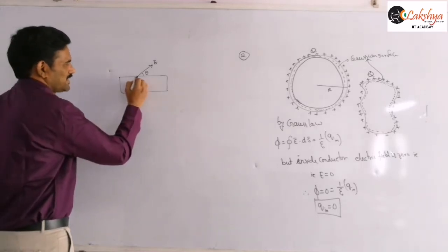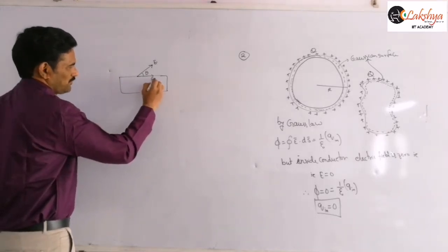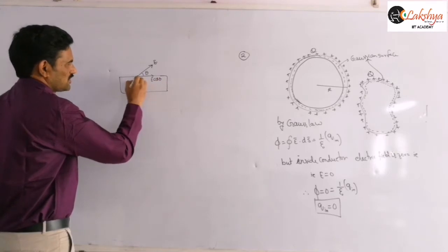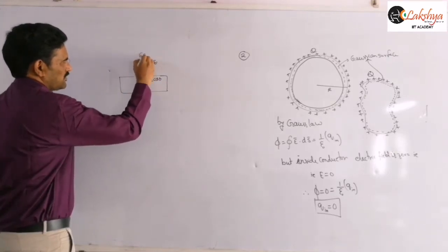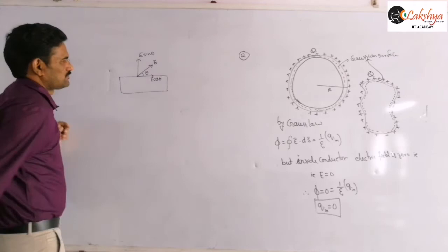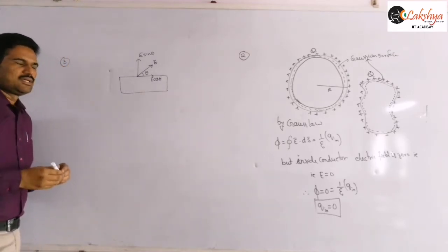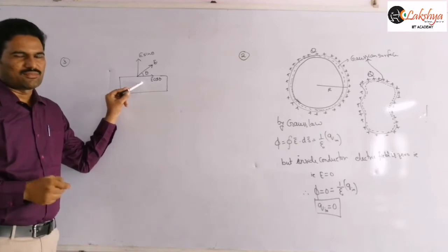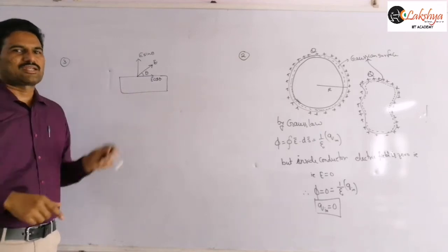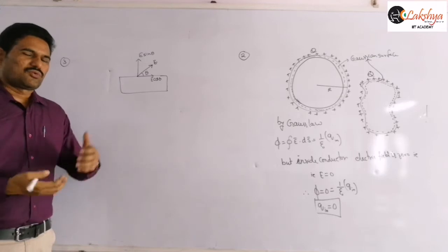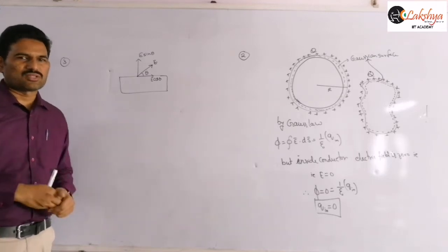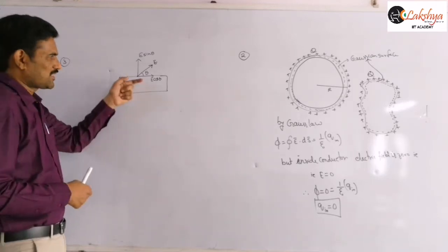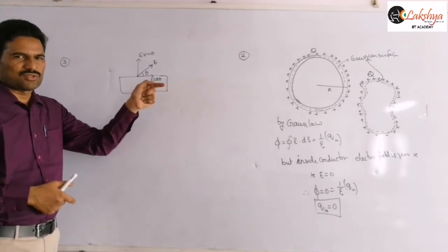Now let us resolve this into components. This is E cos theta and this component will be E sin theta. Now the E cos theta component is tangential to the surface. Again you can come back to our first property. That means there exists some electric field parallel to the surface, on the surface.